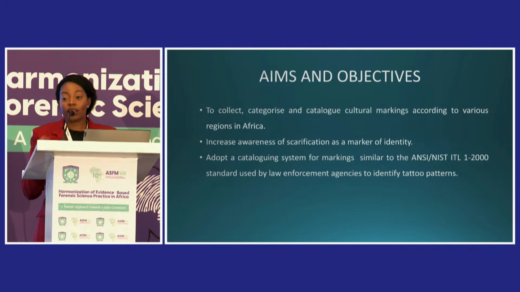So, what are the aims and objectives of this research? It's still ongoing as well, by the way. We aim to collect, categorize, and catalog cultural markings according to various regions in Africa. We aim to increase awareness of scarification as a marker of identity, and we want to adopt a cataloging system for markings similar to the Unseen list ITL 12000 standard used by the law enforcement agencies to identify tattoo patterns.